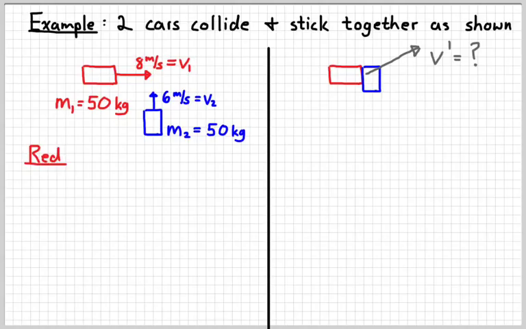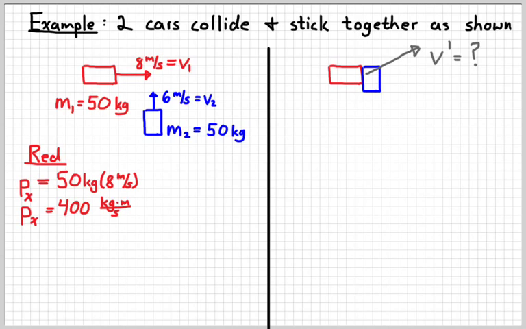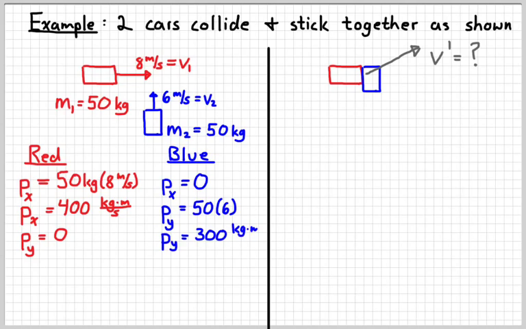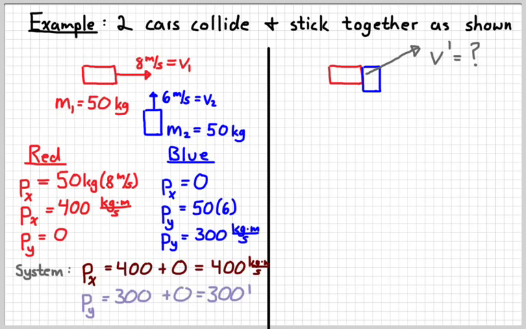Still going to start out the same way. We're going to figure out how much momentum the system has. So the red car has an x momentum of 400 kilogram meters per second and a y momentum of 0. The blue car has an x momentum of 0 and a y momentum of 300 kilogram meters per second. So finding the momentum of my system, I'm just going to add those numbers up. The x momentum will be 400. The y momentum would be 300. So it's 400 going to the right, 300 going up.